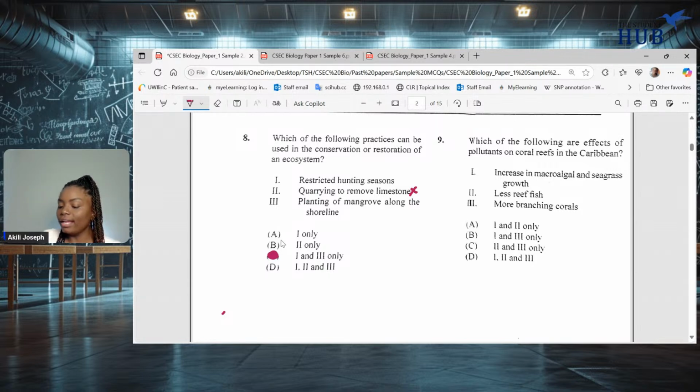So which of the following are effects of pollutants on coral reefs in the Caribbean? We have 1, increase in macroalgal and seagrass growth, less reef fish, or more branching corals. Do we think it's 1 and 2 only, 1 and 3 only, 2 and 3 only, or 1, 2, and 3? For question 9. So for question 9, definitely more branching corals will be associated with a positive thing and not the effect of pollutants, right? So any option with 3 is going to be out, which would leave A as the only correct answer. Good.